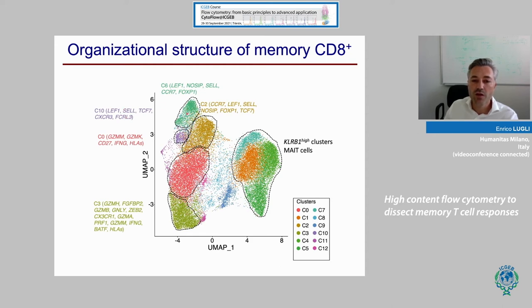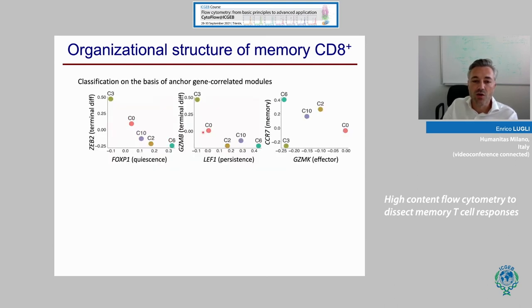Actually, one is quite small, but C2 and C6 are quite abundant, and they tend to share pretty much the same genes. So the question was, why do we identify heterogeneity if we have the same genes? So we tried to order all these clusters into a bimodal plot with sets of genes, correlated to FOXP1 on the x-axis or ZEB2 on the y-axis. You can see a clear path of differentiation from more quiescent to more terminally differentiated. You have more or less the same thing if you use LEF1 or granzyme B as a reference.